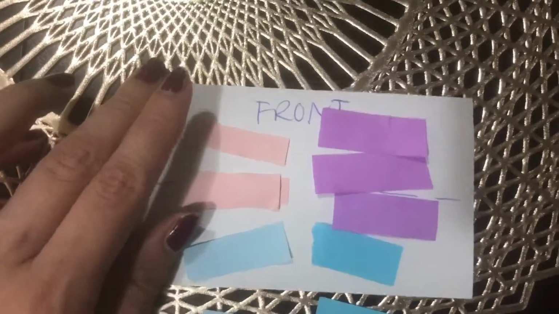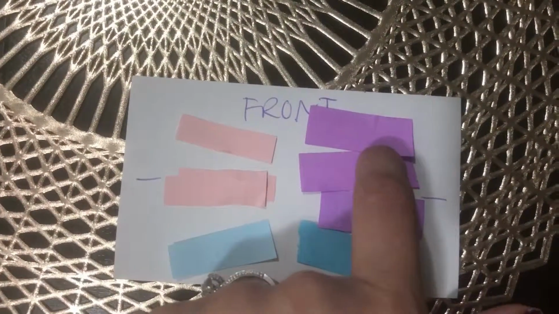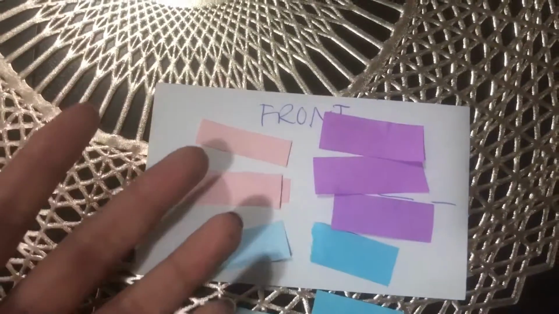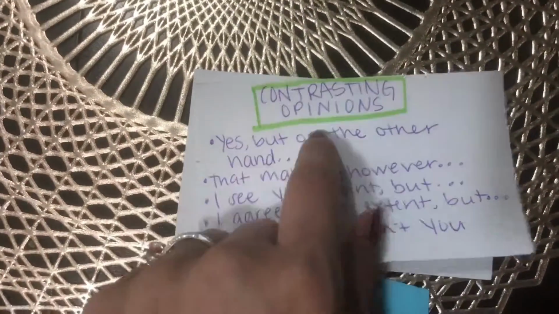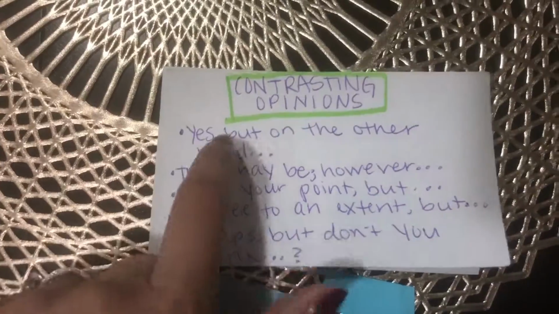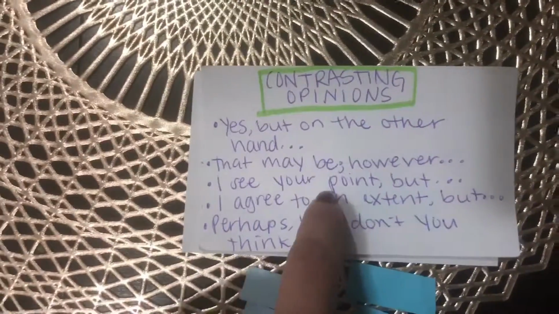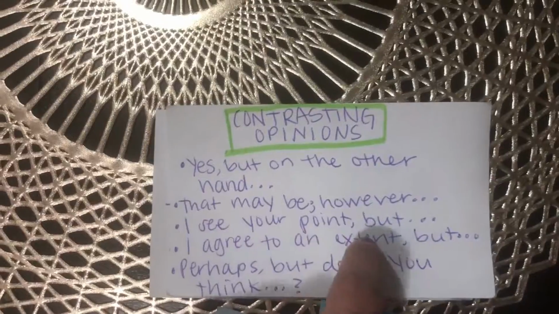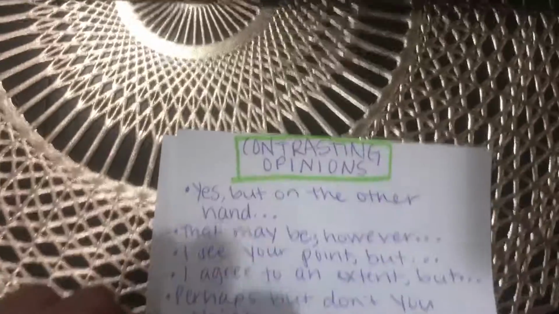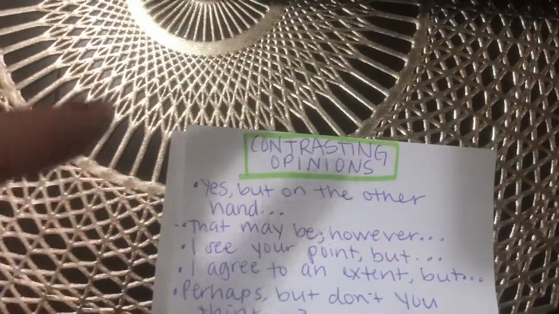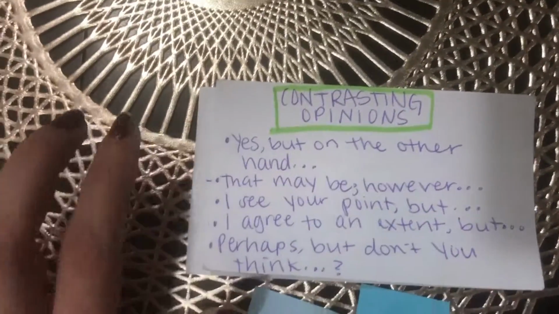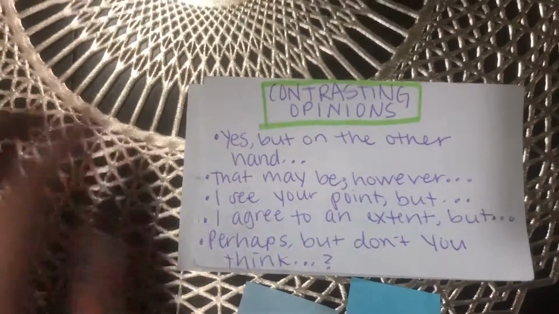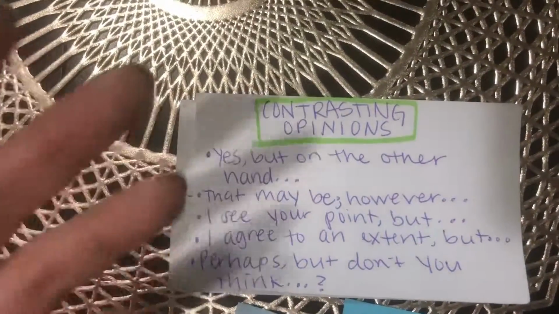The second time around, the against side can go first. Again, they have another minute to make their argument. They will be reminded of the contrasting opinions that they have, for example, yes, but on the other hand, that may be, however, I see your point, but. This will go on for a couple of rounds. If it's necessary, I can model it with a student. It'll be important to remind students to take turns speaking and to not talk over one another.